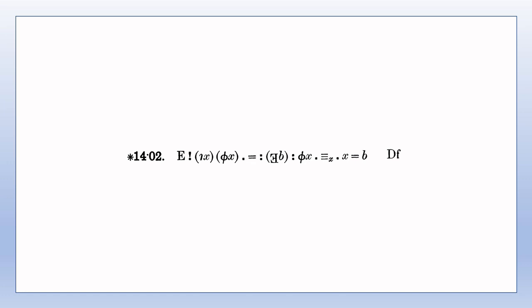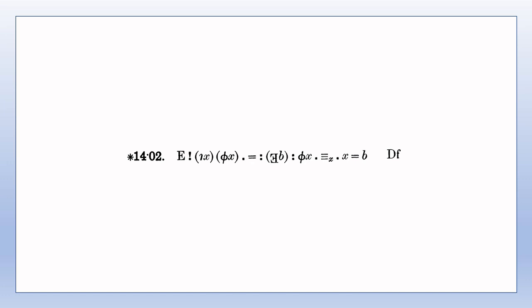Thus the formal equivalence is false, and there is no b satisfying the formal equivalence of phi x and x equals b. A similar argument could be given for more than two values, but I think the point has been made. The right-hand side of definition 14.02 is true only in the case when there is exactly one value of x which satisfies the propositional function phi x. So as we see from this argument, our definition seems to work in the way that we want it to, and we will accept this definition.